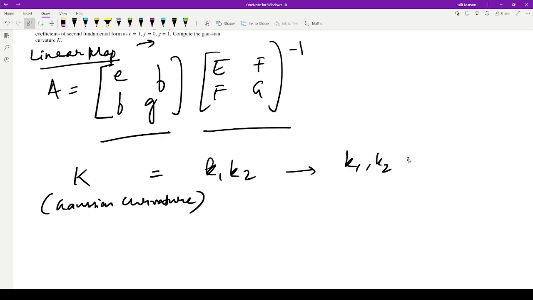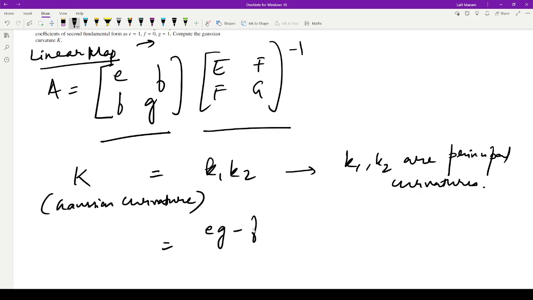K1, K2 are principal curvatures, which is nothing but the eigenvalues of this matrix A. So multiplication of eigenvalues is again just the determinant of the matrix, right? So these are coming from the linear algebra basics.